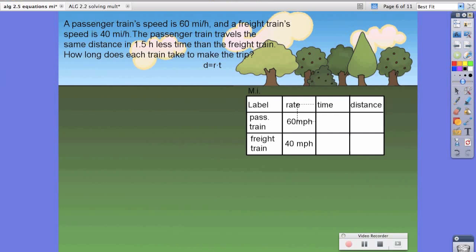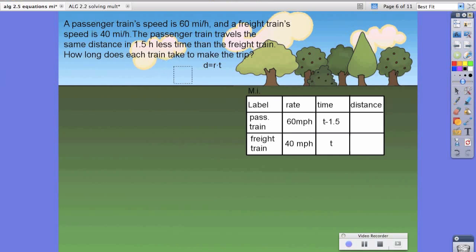The only thing it mentions about time is that the passenger train travels the same distance in 1.5 hours less time than the freight train. So what we can say is the freight train, whose time we don't know, is just going to be called t for time. What we do know is that the passenger train travels 1.5 hours less time than the freight. So the passenger would be t minus the 1.5 hours time, because that's what it says in our problem.